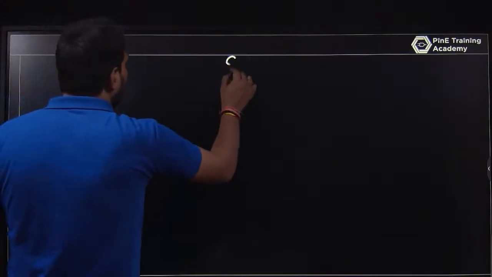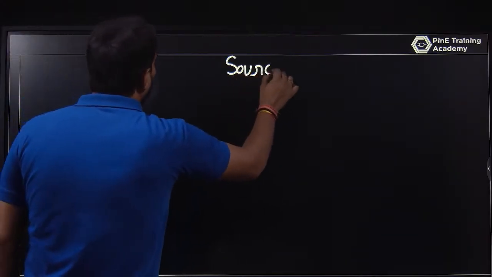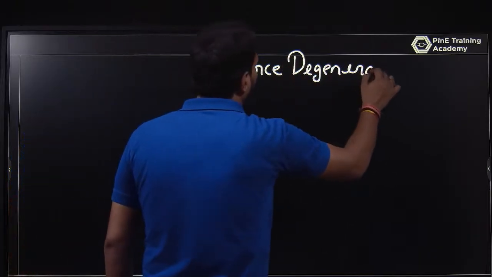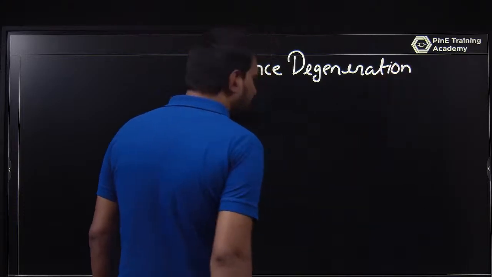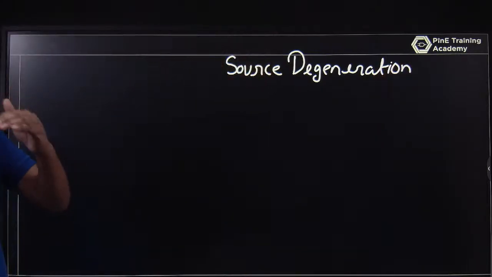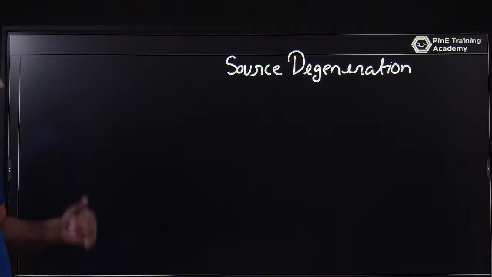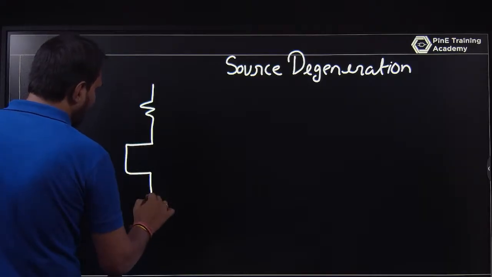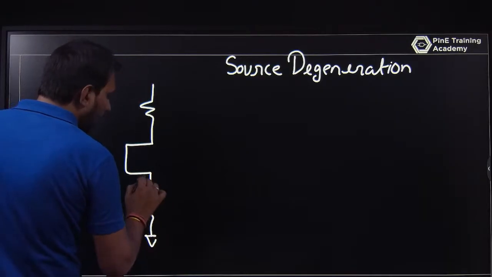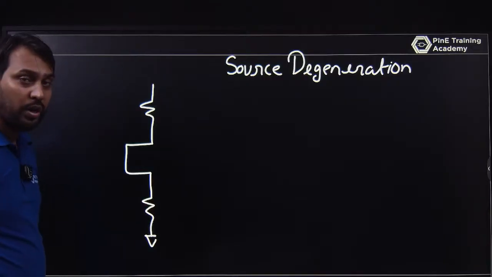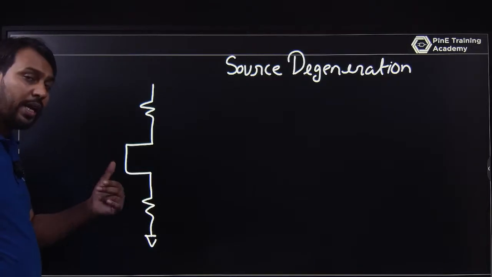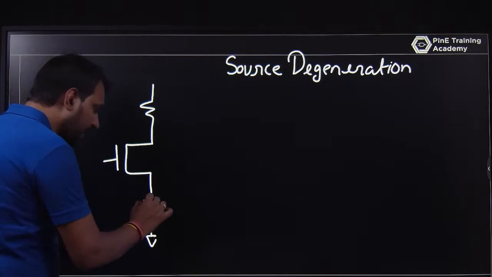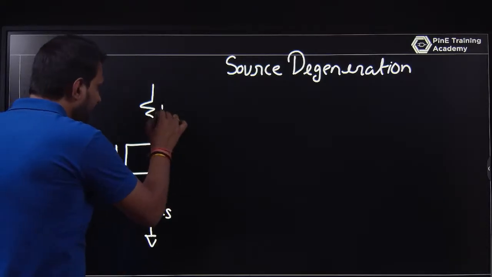source degeneration. Till now, we used a resistor R, and the source was always ground. Now I am using a circuit like this. You have a resistance here, and now the source voltage is not 0. Till now, in all the previous cases, the source voltage was grounded. Now I am using one resistance here, the value is RS, and this is RD.